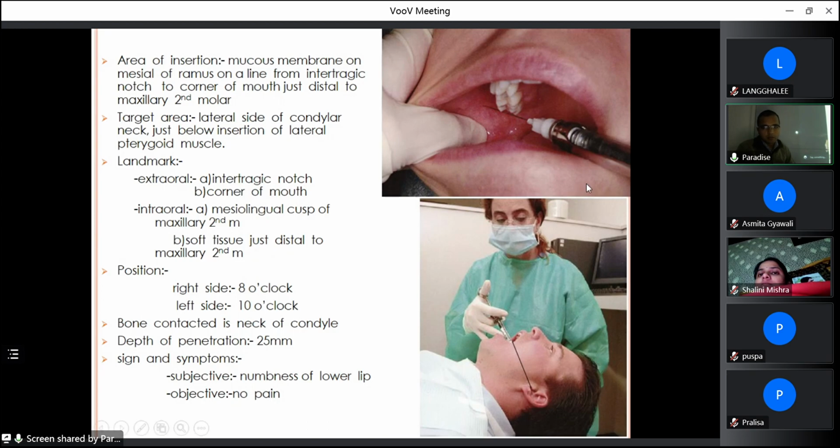Clinically, when you approach from the opposite side of the mouth, from the opposite corner of the mouth, you have to approach your needle just below the mesial-palatal cusp of the second molar, and you have to penetrate your needle by 25 mm. Then you will reach the neck of the condyle. Once you hit the neck of the condyle, then aspirate, and you have to deposit the local anesthesia, and you can block all the branches of the mandibular nerve.